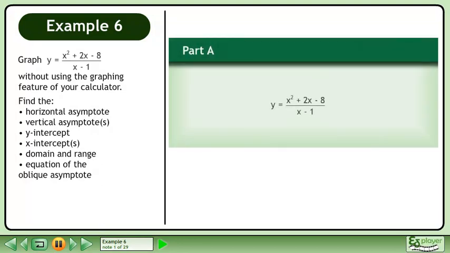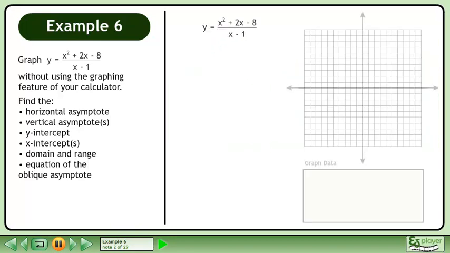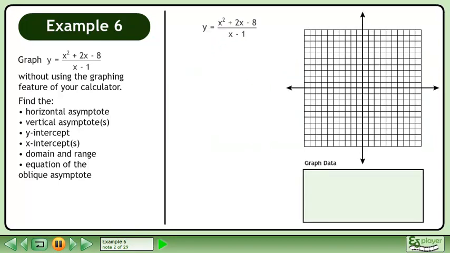Graph y equals (x squared plus 2x minus 8) over (x minus 1) without using the graphing feature of your calculator. To graph this, we will find the horizontal asymptote, vertical asymptotes, the y-intercept, x-intercepts, the domain and range, and the equation of the oblique asymptote. Set up the graph and create a green box to store the data.